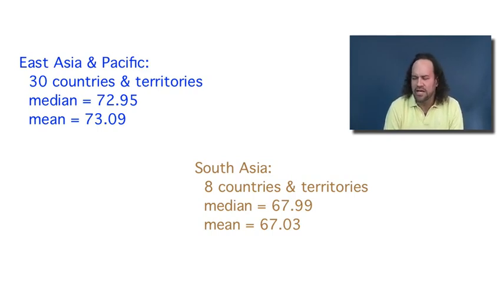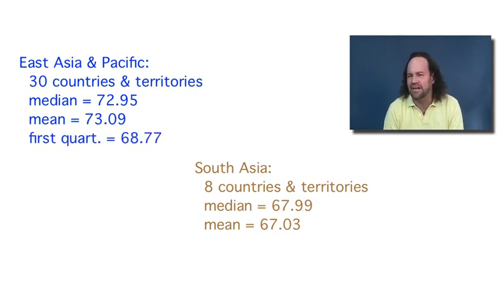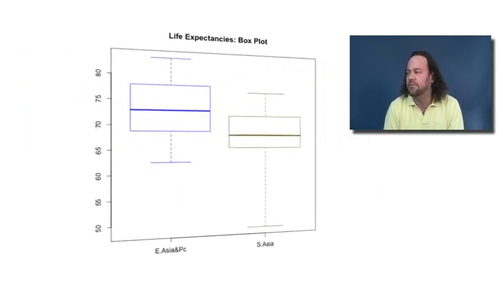Well, we can also look at other information. For example, remember the first quartile in East Asia and the Pacific was just under 69 years, whereas the third quartile in South Asia is over 70 years. So it means that in this case, the comparison isn't quite so clear-cut. On average, maybe it's true that the South Asian life expectancies are a little bit lower than the East Asian and Pacific life expectancies, but the quartiles don't completely order themselves in the way that they did before. Again, we can see this more clearly by looking at a box plot.